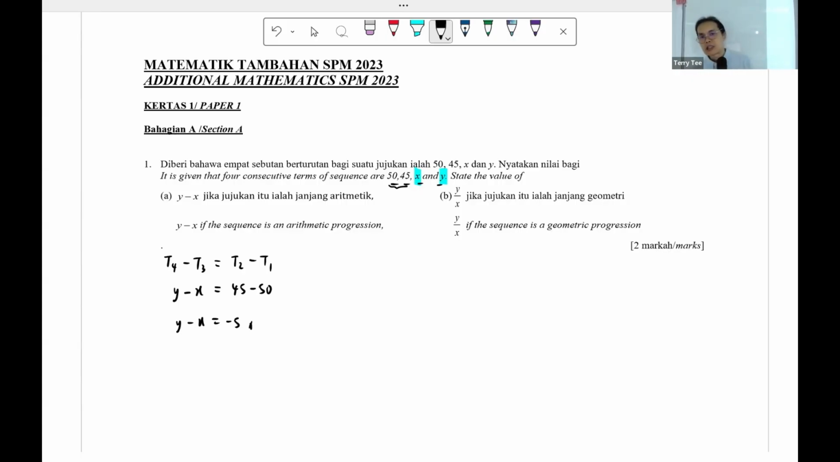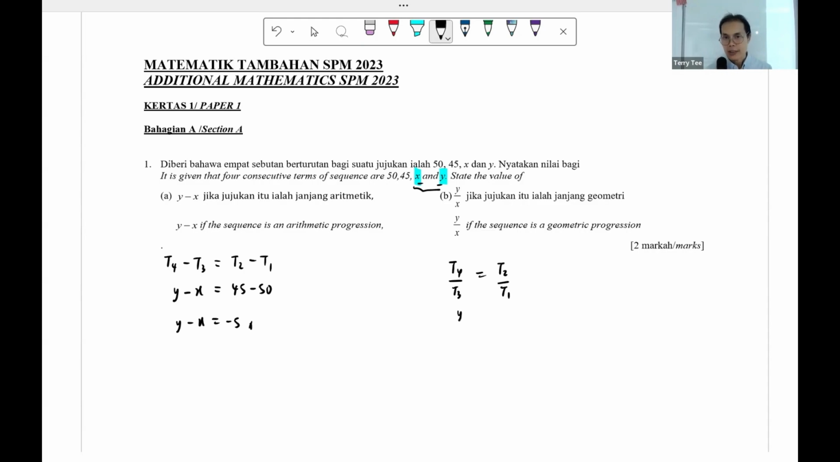All right. Now, second part, state the value of y over x if the sequence is a geometric progression. If it's geometric, right, it must have the same common ratio. Common ratio is what? t2 divided by t1 must equal t3 divided by t2, and so on. Now, here we can't use subtraction. We use division. These two. This is t4 divided by t3. It must be the same as t2 divided by my t1.